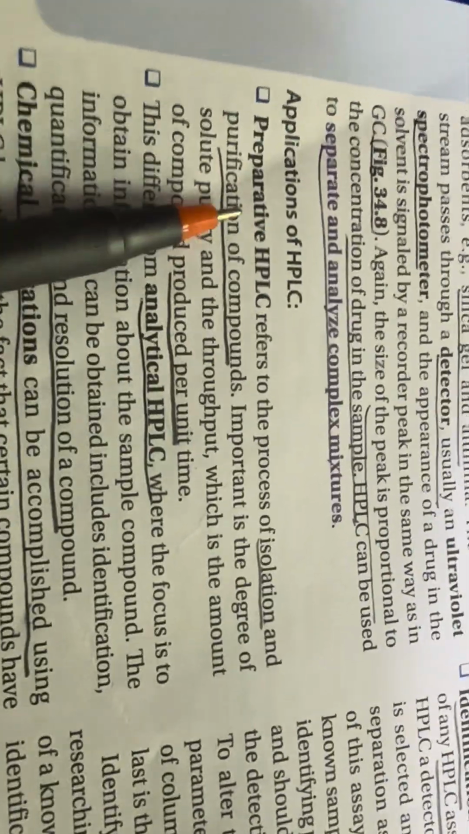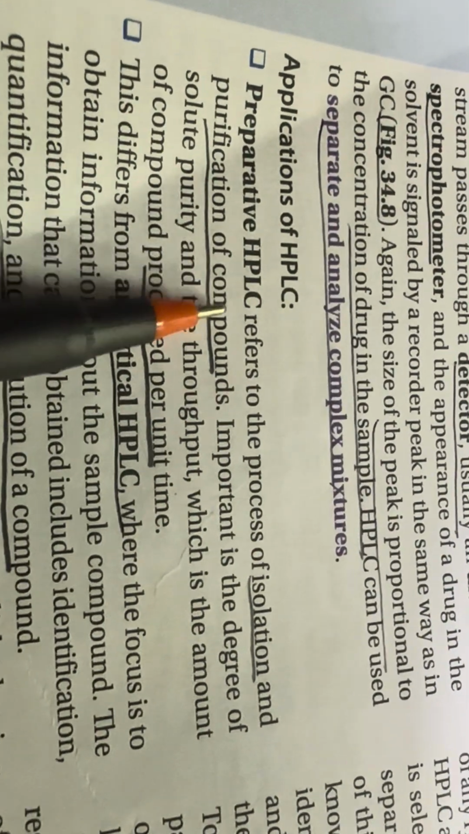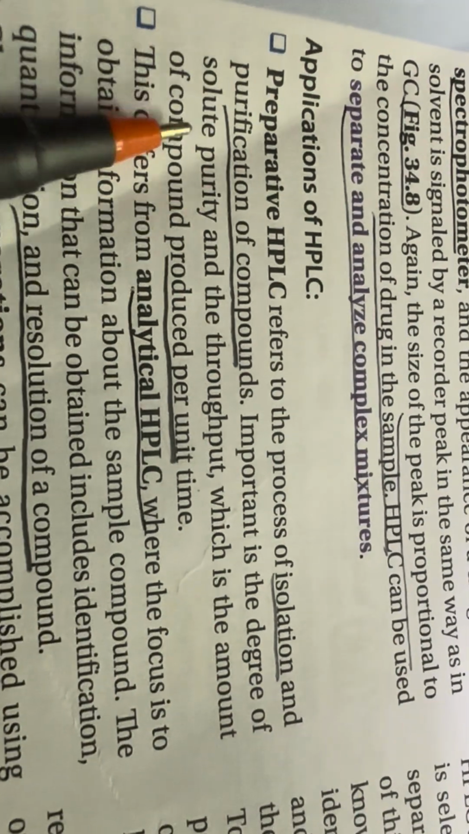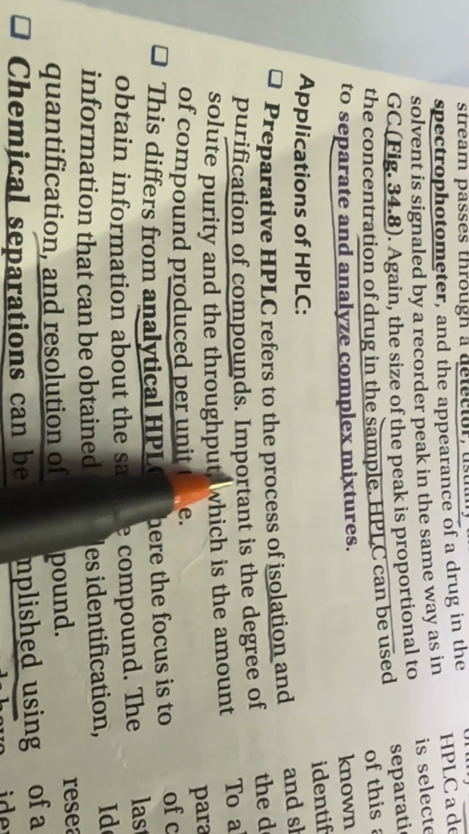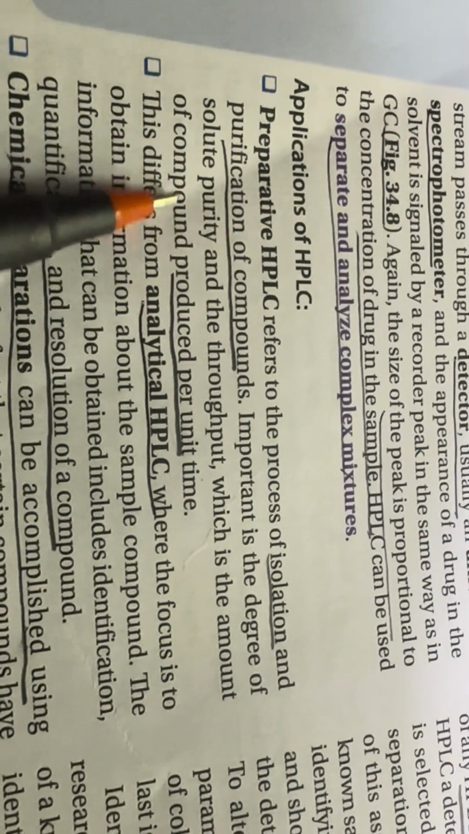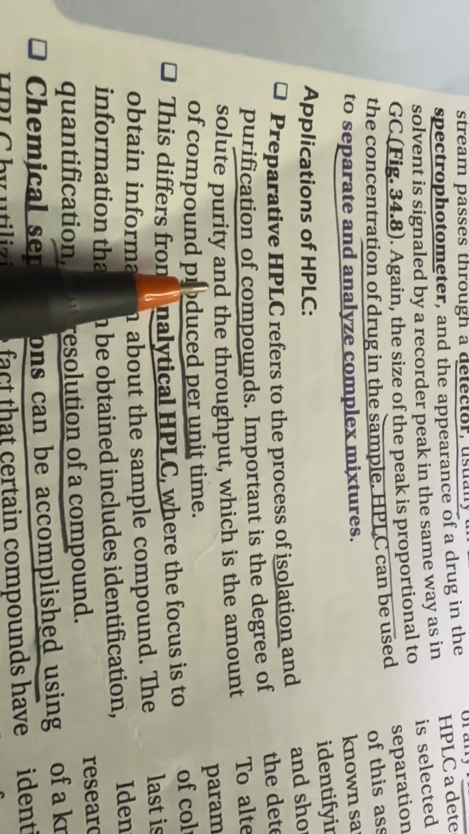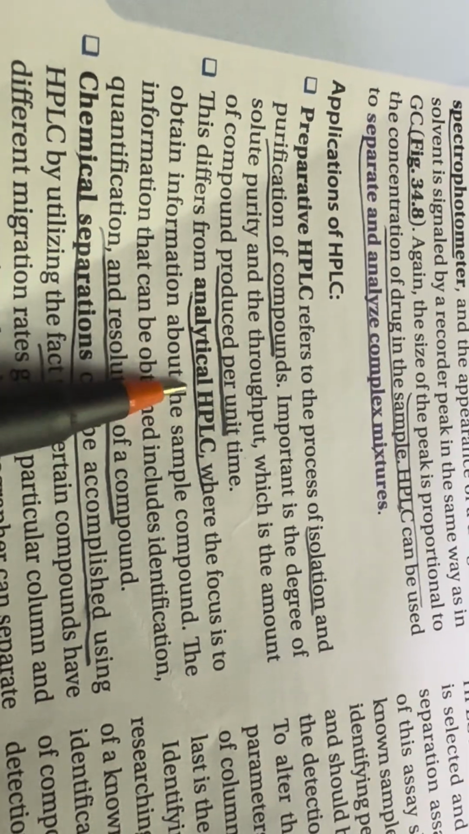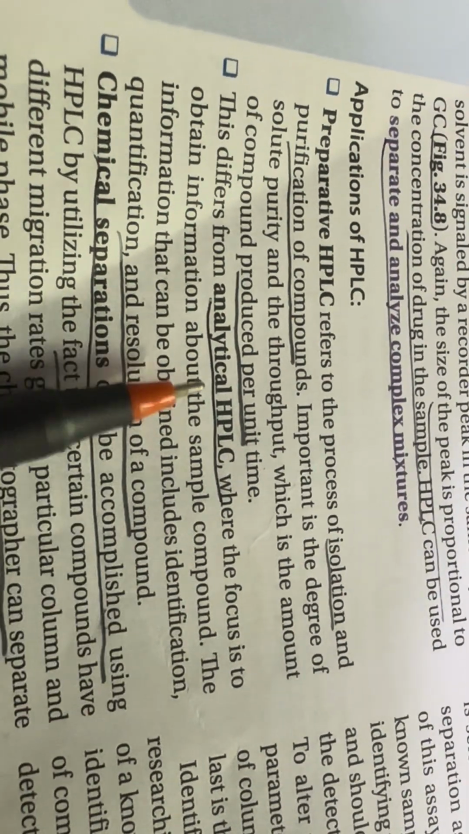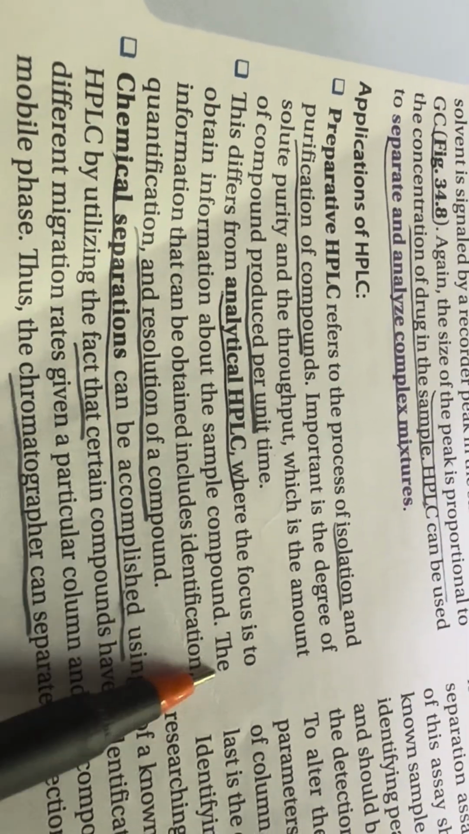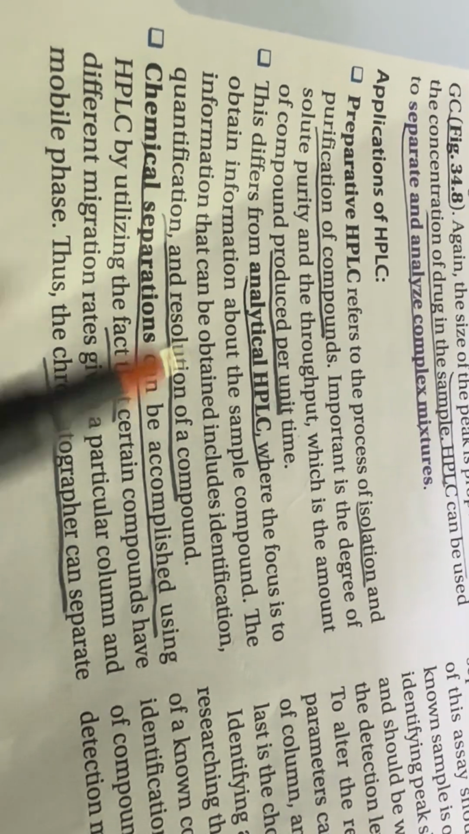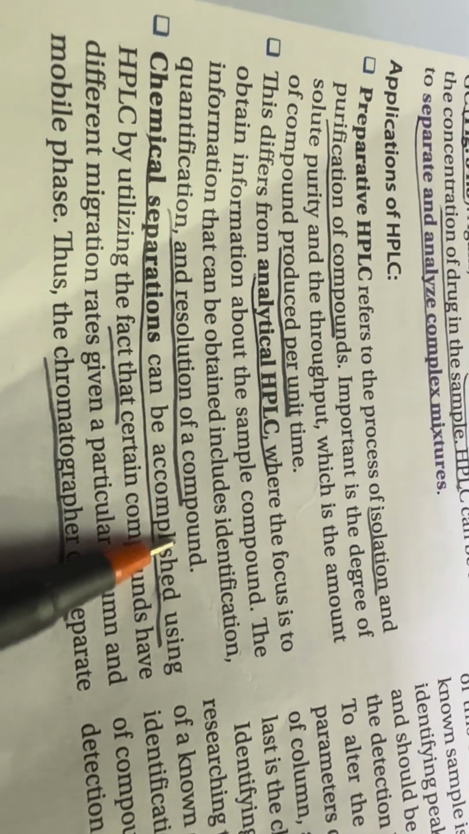Application. First is preparative HPLC. It refers to the process of isolation and purification of a compound. Important is the degree of solute purity and throughput, which is the amount of the compound produced per unit time. This differs from analytical HPLC, where the focus is to obtain information about the sample compound. The information that can be obtained includes identification, quantification, and the resolution of a compound.